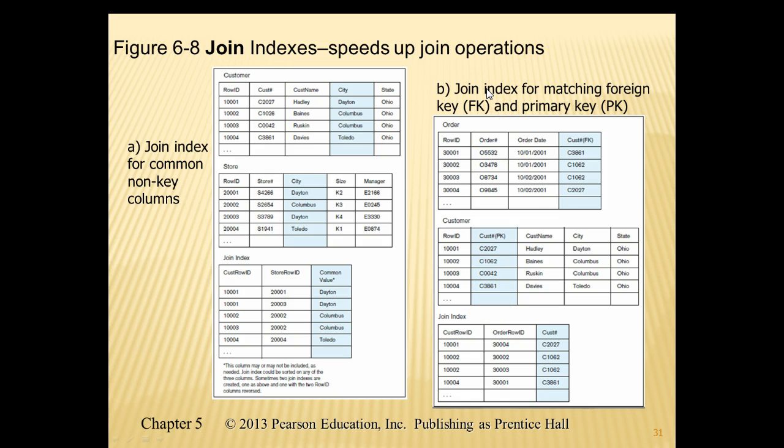And likewise for the order and customer, it takes the customer number foreign key and the customer number primary key and joins those two together into a new data structure, and again uses the row ID from customer and order in the same data structure.